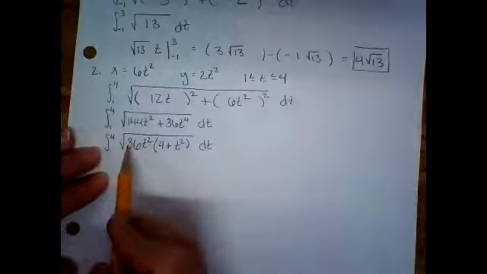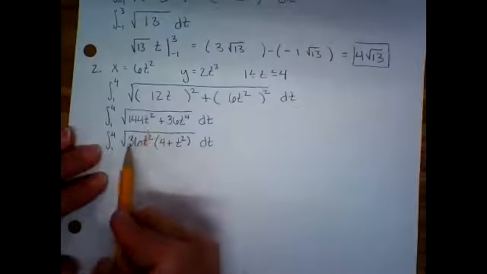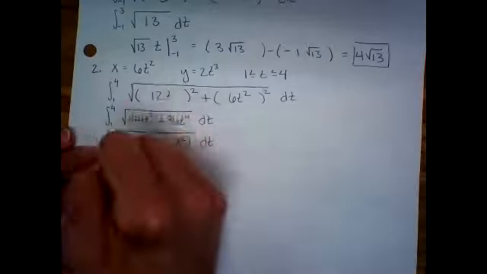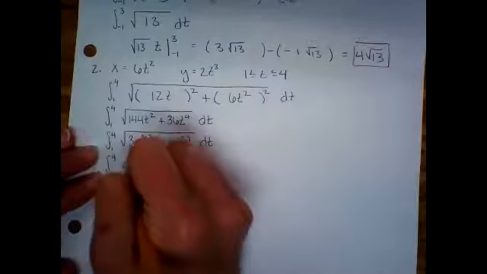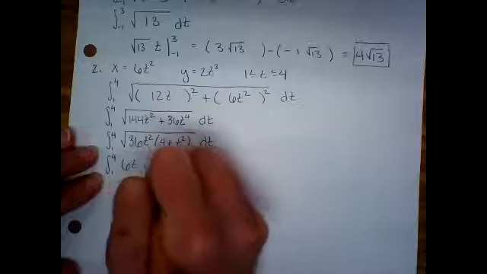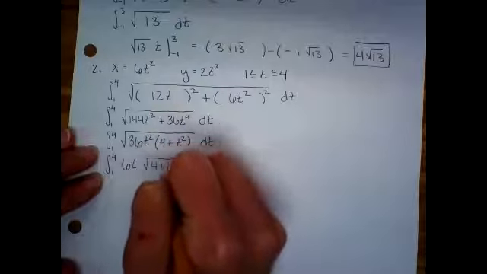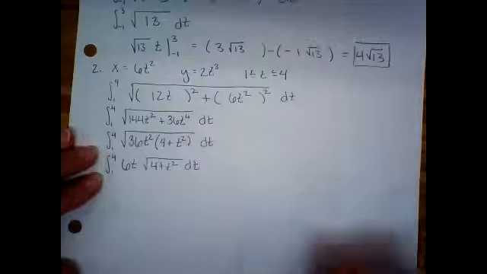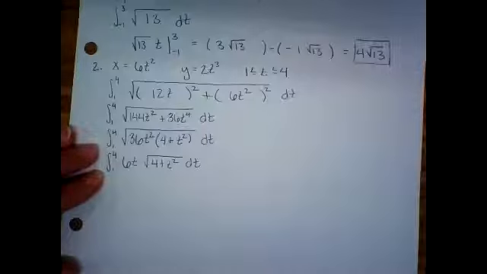Now this part we can square root. So square root of 36 will be 6, square root of t squared will just be t, and then the 4 plus t squared has to stay underneath of there. Now what do you want to try? Again, I was going to let you guys struggle through this one.